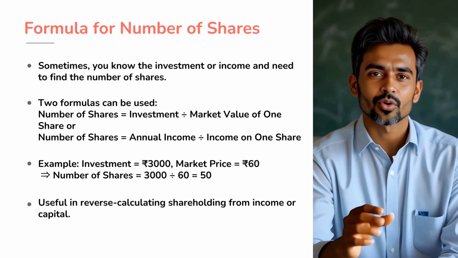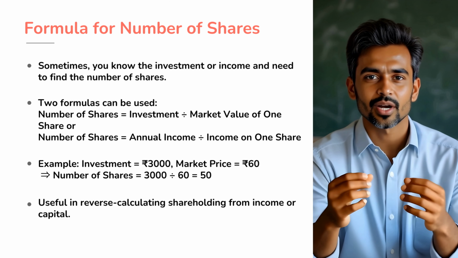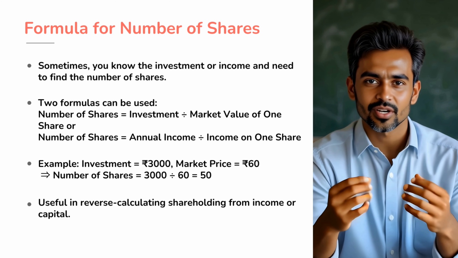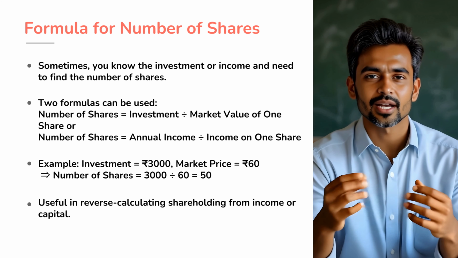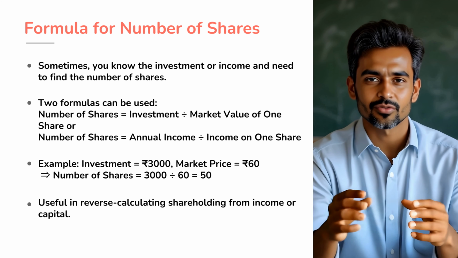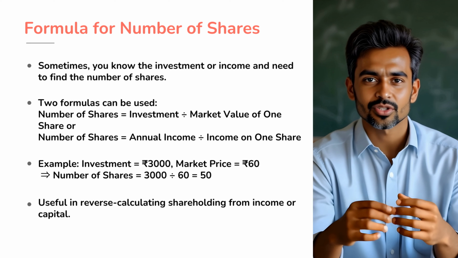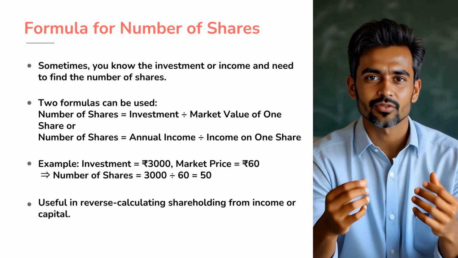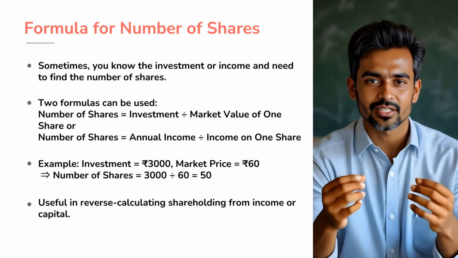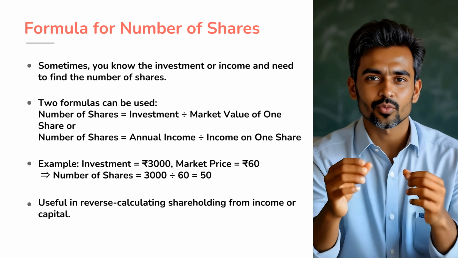Now let's say you know how much you want to invest, or you have a target income and you want to find out how many shares you should buy. Here's the formula for number of shares, and we have two options. Option 1, number of shares equals investment divided by market value of one share. Option 2, number of shares equals annual income divided by income per share.